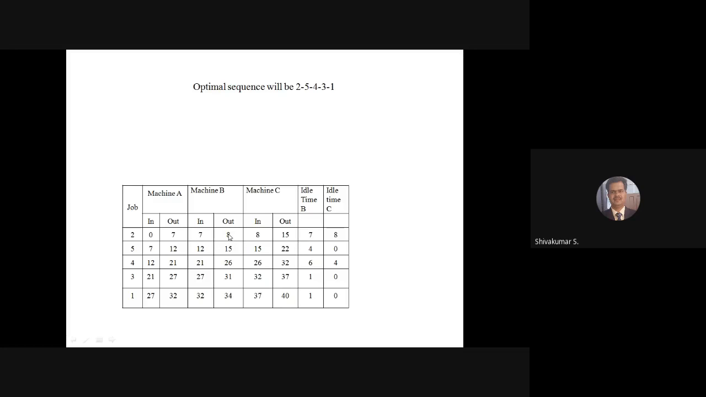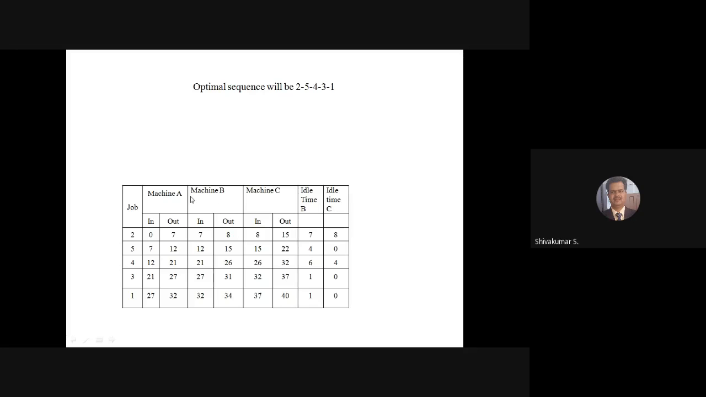Now for machine C, time in is 8, and it takes 7 minutes processing time. So totally 15. Remember here, you have taken job 2 first on machine A because ABC is the order given.